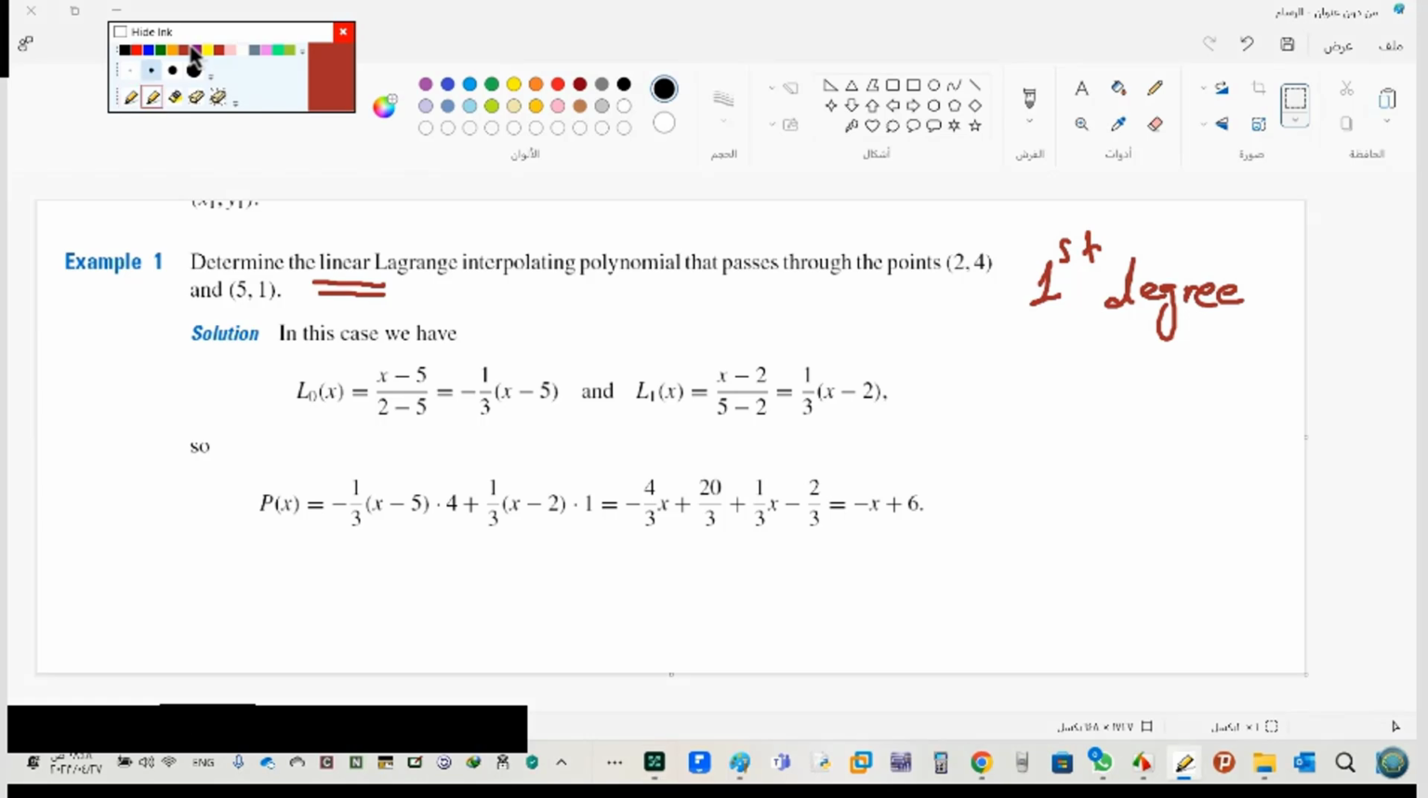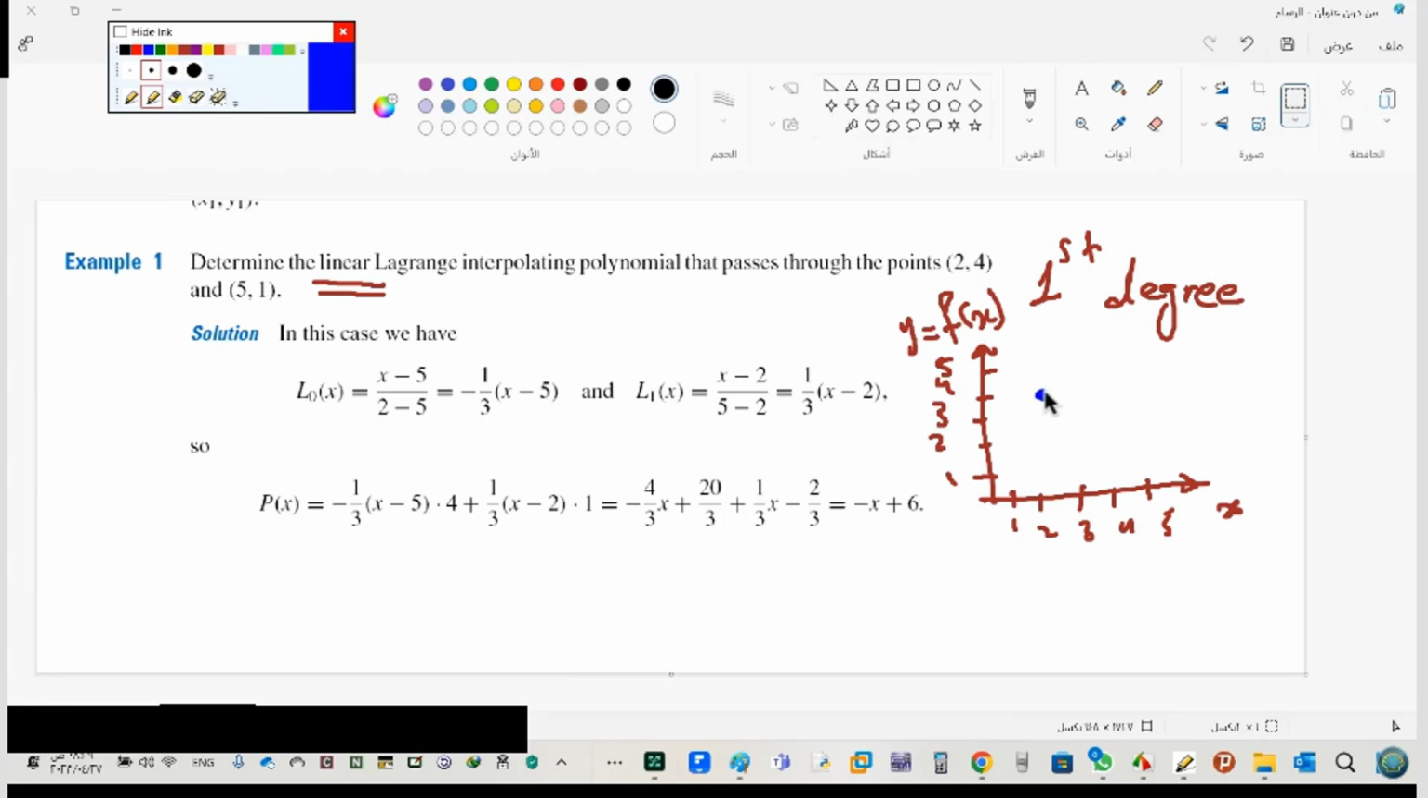See here we have two points. The first pair is 2, 4. If I draw this, this is y and this is x. So I have 2, 1, 2, 3, 4, 5 on each axis. The first point is 2, 4. The second point is 5, 1. So this is the line.